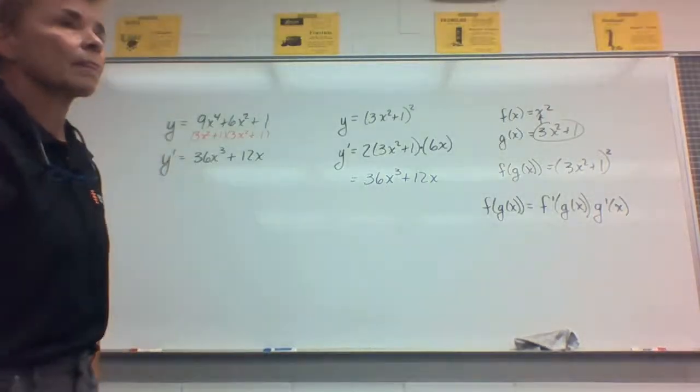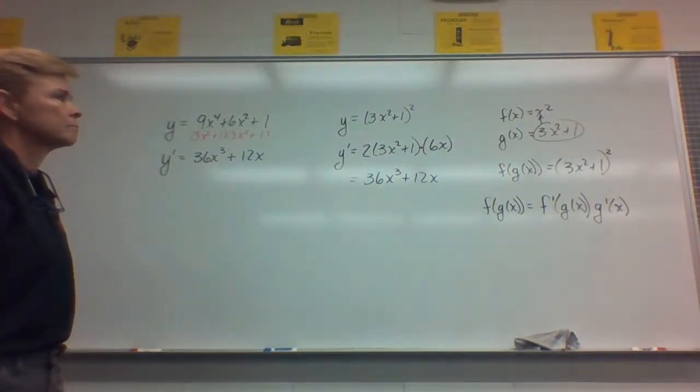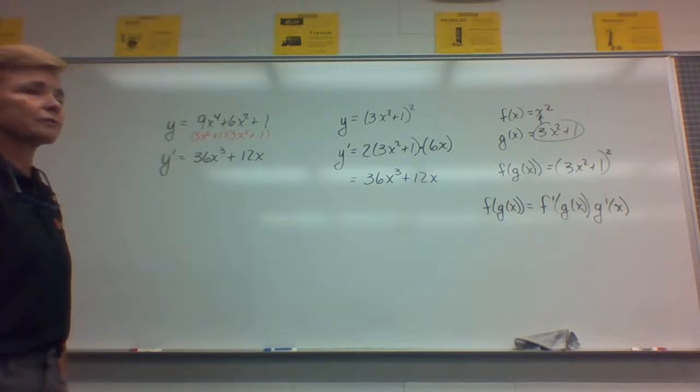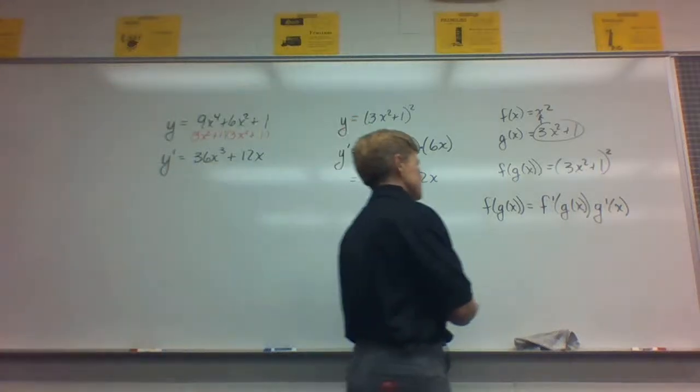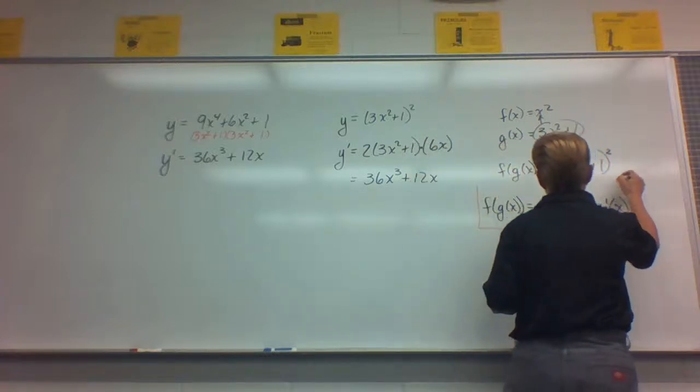Can we try composing it differently? What do you mean? Like if you did f of x equals x plus 1 squared, and then g of x equals 3x squared. That would still work. Yeah, I misunderstood your question. But the key is this, folks. This is the chain rule written in function notation.